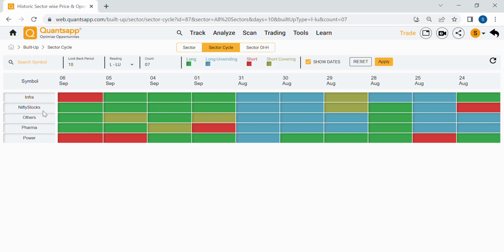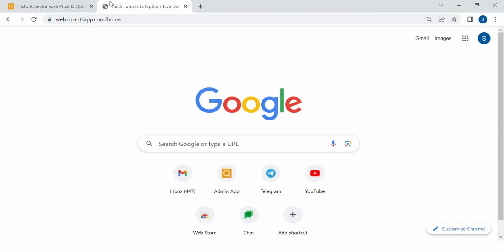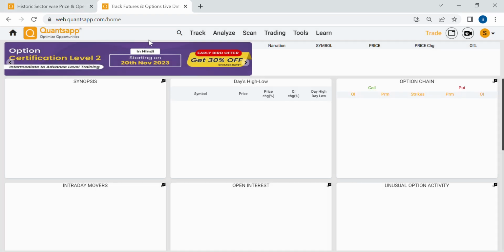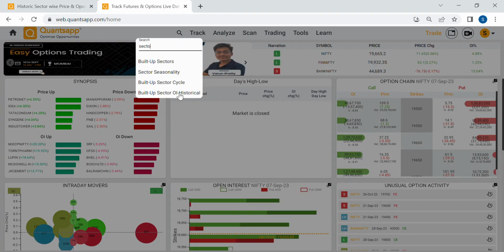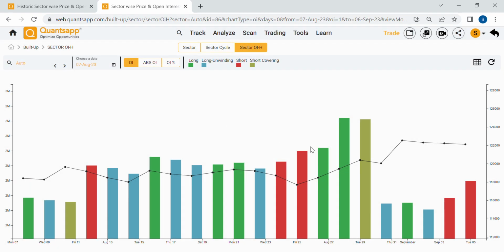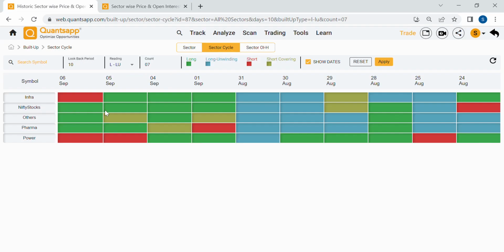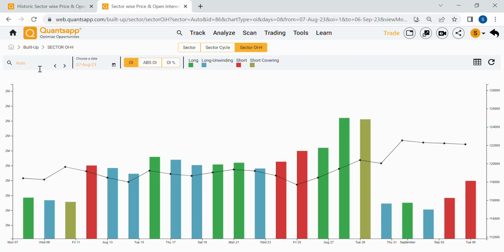Okay, so now you have got a few sectors: infra, nifty stocks, others, pharma and power. Power I eliminated because if you see, it has witnessed two back-to-back short build-ups, so I'm not really convinced about power right now. Correct, so I'll just go to this and I'll open one more tab. Let's say sector build-up, sector OIH, which is historical sector build-up.